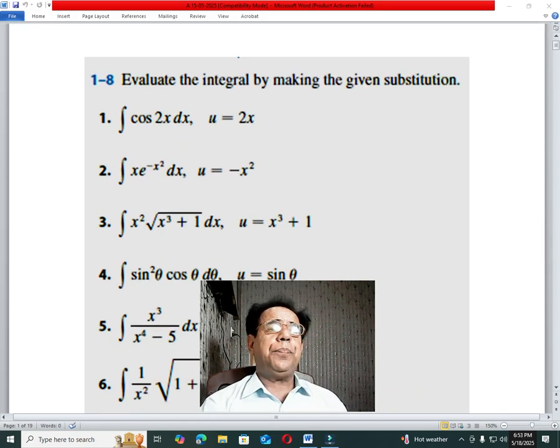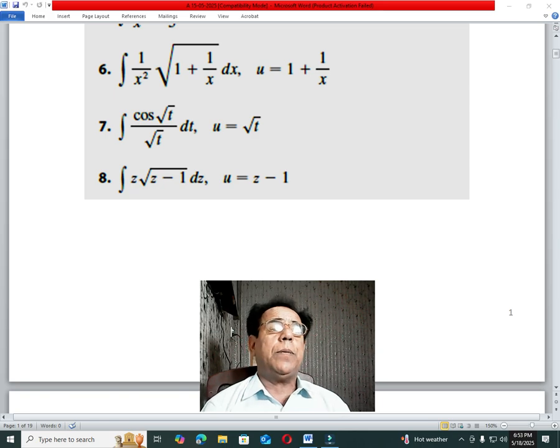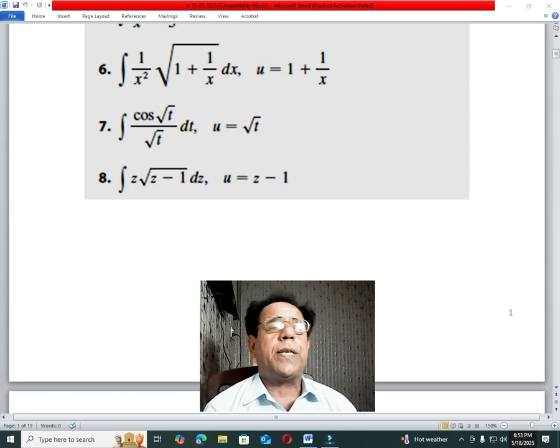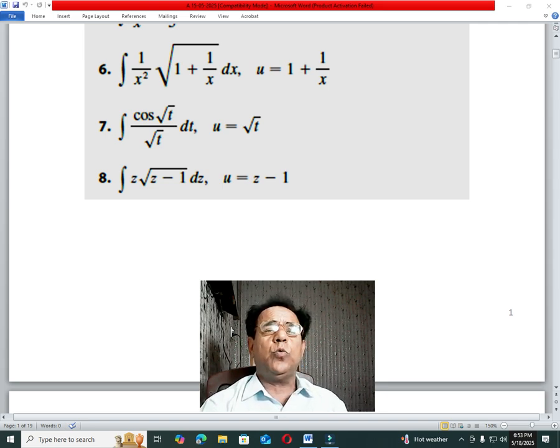First problem: integration of cos 2x dx, where the substitution is u equals 2x, while the last problem, problem number 8, is integrate z times square root of z minus 1 dz, where the substitution is u equals z minus 1.